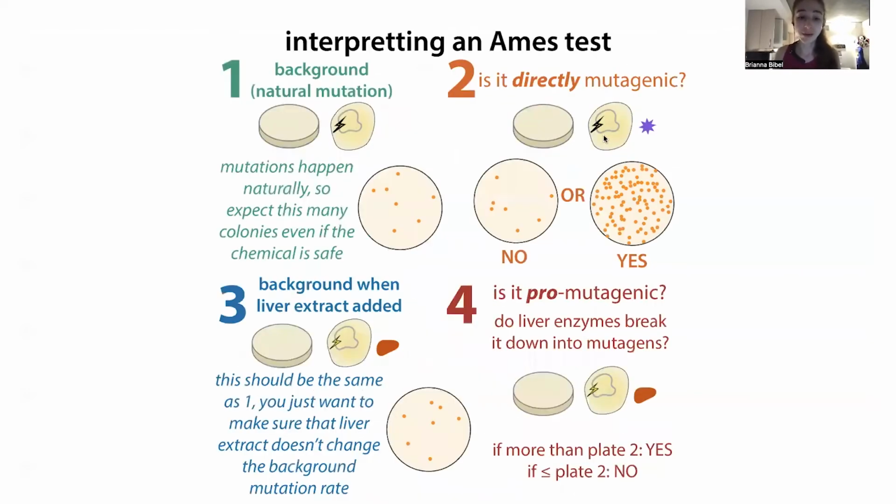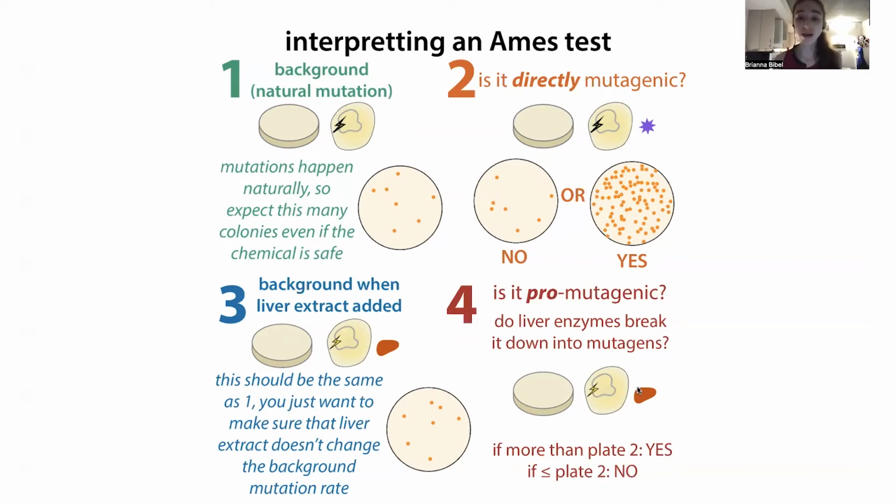But sometimes a chemical that you add isn't directly mutagenic, so it can't cause mutations as it is, but something that the liver does to it in the metabolism of it makes it mutagenic. So this would be pro-mutagenic, and then your liver would make it mutagenic. So how do you test for this? Bacteria don't have livers, so what you can do is supplement it with liver extract. Typically this is taken from some sort of rodent liver, like a rat liver extract.